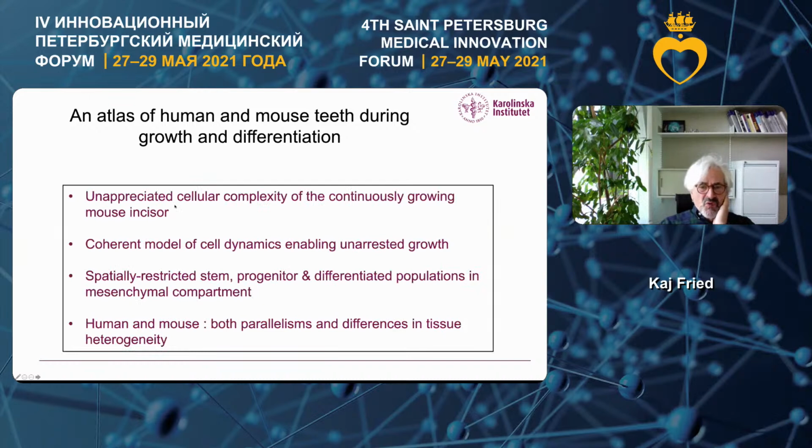And what we have seen is that the complexity of the continuously growing mouse incisor is far, far larger than what was anticipated earlier on. And this is the strength of this method, of course, because we can see what we cannot see with previous methods. We have a good model here of the cell dynamics, which actually enables unarrested growth. It's continuously growing all the time. And we now have the data which shows how this goes on.